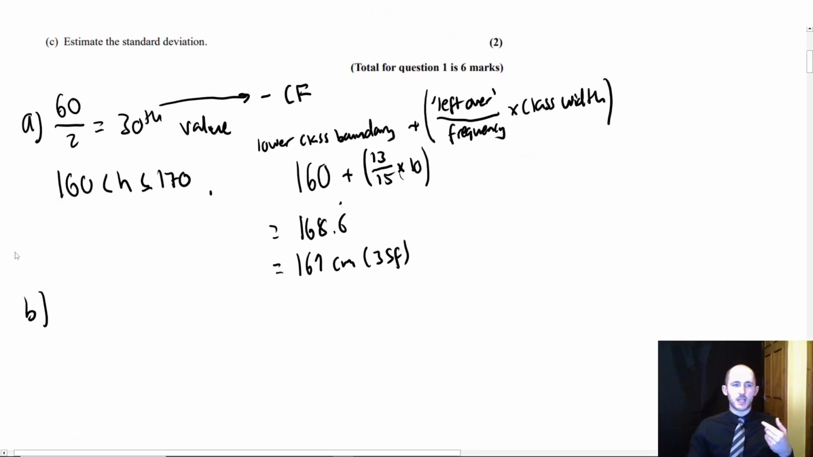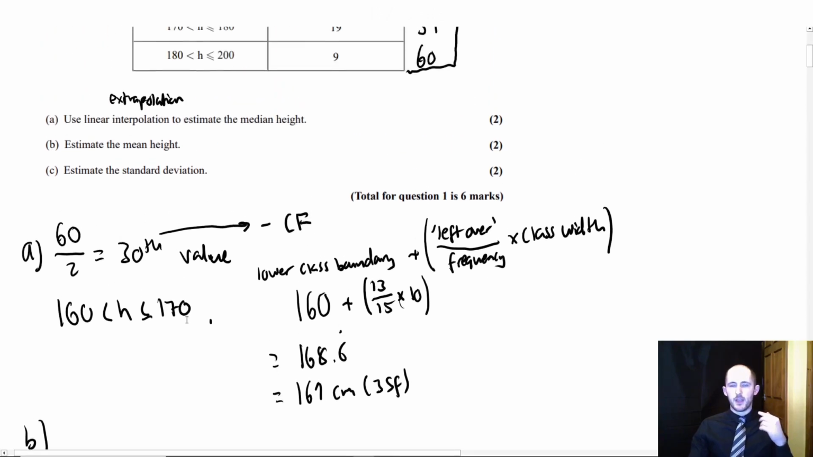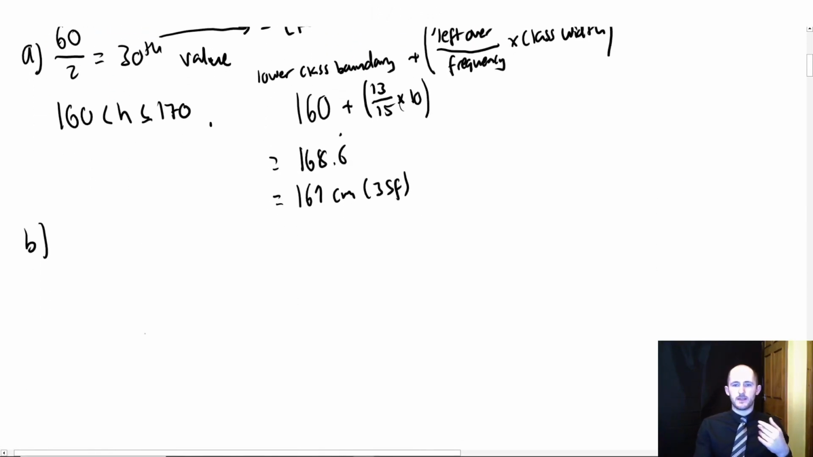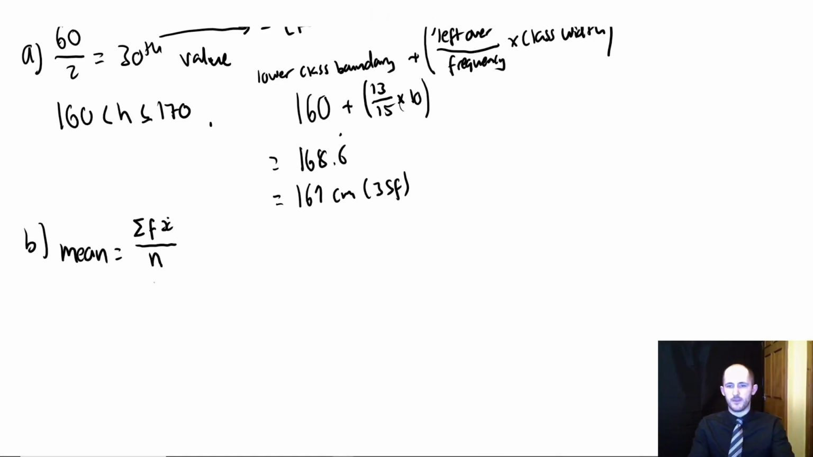Well, the mean is a slightly trickier beast. In order to work out the mean, here's the formula we're going to be using now that we are in A-levels. It is the sum, so remember this symbol here, capital sigma, is sum, of the frequencies times the midpoints, and we divide it by the sum of the frequencies. You can call this n, by the way. If you don't want to call it the sum of the frequencies, you can call it n, number of data, which is completely fine.